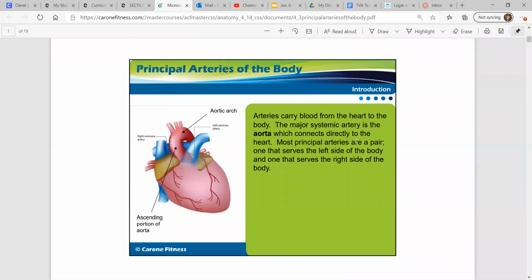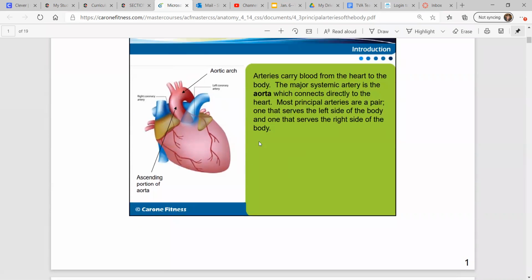Arteries carry blood from the heart to the body, and the major systemic artery is the aorta, which connects directly to the heart. Most principal arteries are a pair, one that serves your left side and the other serves your right side.